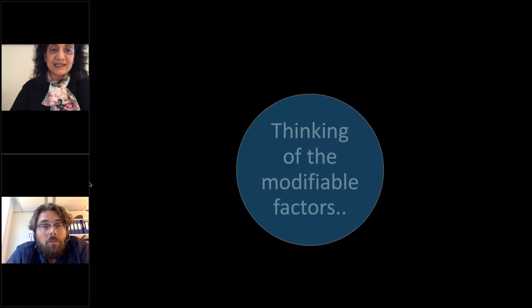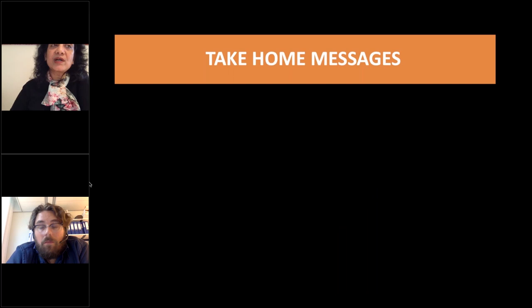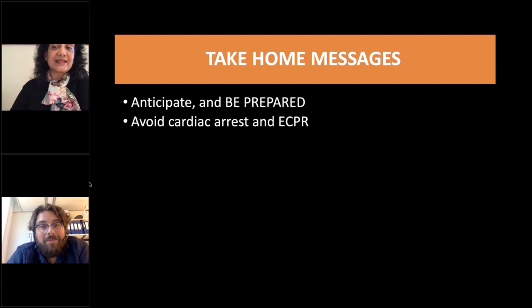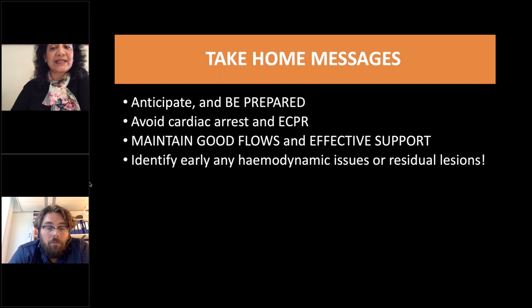So I'm coming towards the end of my talk and thinking of the modifiable factors that I referred to earlier in the presentation. What are the take-home messages? The take-home messages are: anticipate and be prepared. Avoid cardiac arrest and an ECPR situation if at all possible. Once on ECMO, maintain good flows and effective support and look after the end organ function. Identify early any hemodynamic issues or any residual lesions. It's very important that this is done as soon as possible, and if identified, that it's intervened upon as soon as possible too.